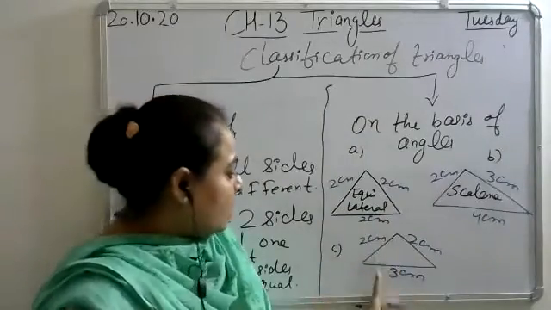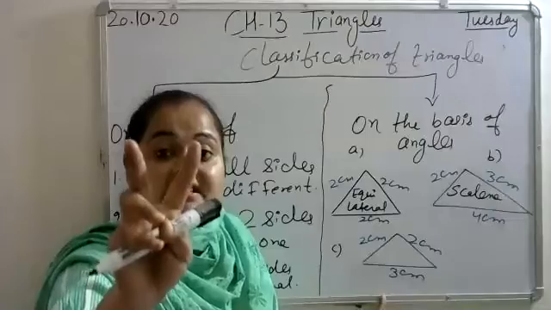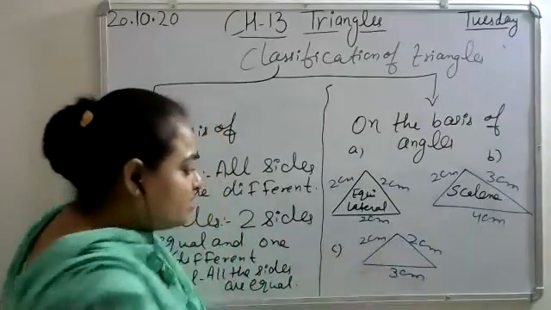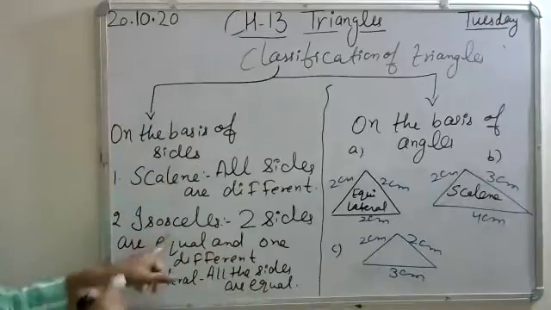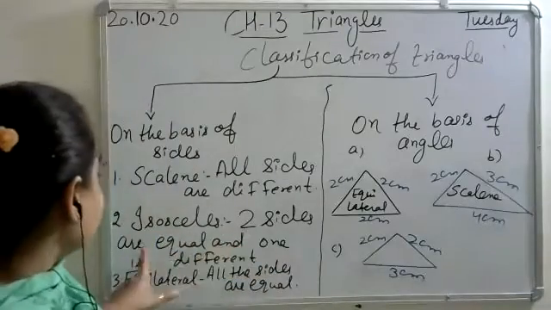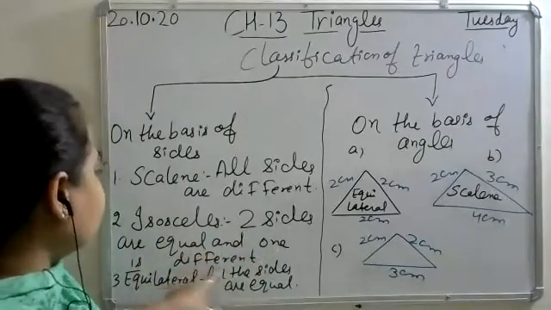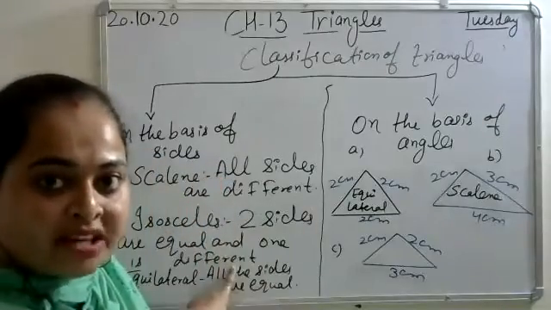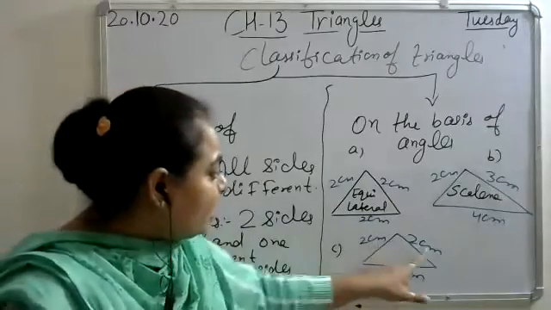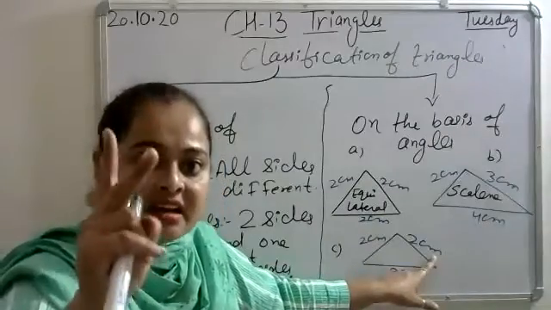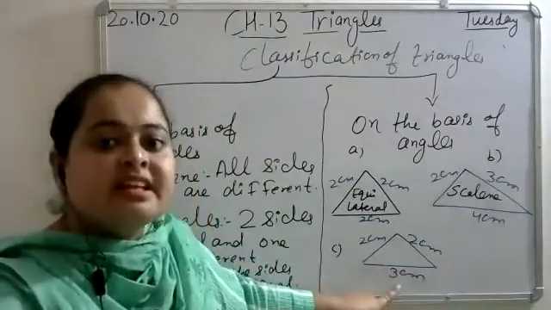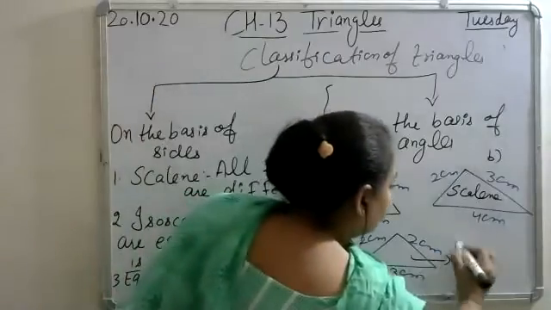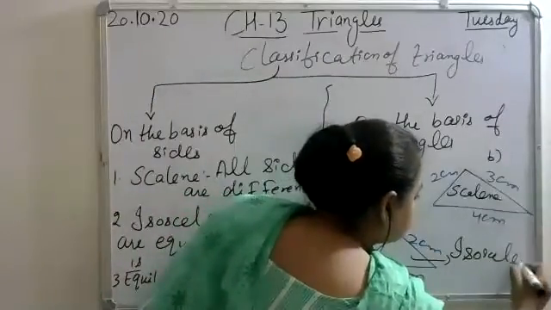Now come to the C part. 2 sides are equal. Look, 2 centimeter, 2 centimeter, and this is 3 centimeter. Check the definition of isosceles. 2 sides are equal and one is different. Look, 2 centimeter, 2 centimeter, 2 sides are equal and the third is 3 centimeter, which is different. So what is the name of this triangle? The name of this triangle is isosceles.